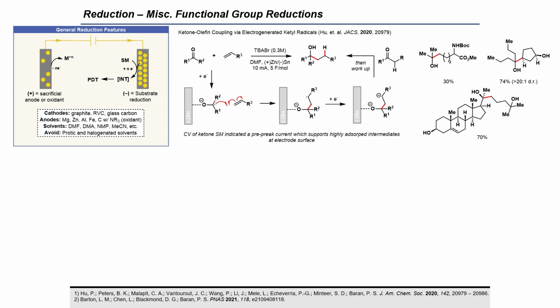This was postulated based on the pre-peak current observed in the cyclic voltammogram of this substrate under the reaction conditions. The ketyl radical then adds to an olefin, generating a new carbon-centered radical. This radical is subsequently reduced to the anion and protonated to afford the desired product after workup.